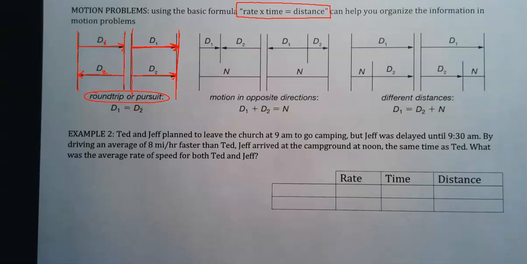The next type of problem is motion in opposite directions. These are opposite direction problems. In this case, we have a total distance, our total distance overall. But when we're traveling in opposite directions, one of us is starting on the left side, and one of us is starting on the right side, and we're meeting in the middle. How we find that total distance is we add distance 1 and distance 2 together to get the new total. And it works the other way too.